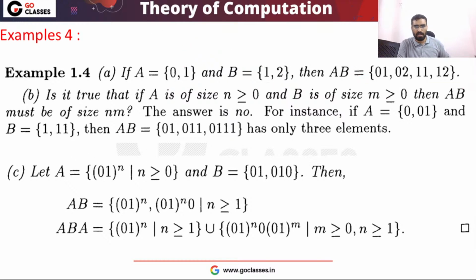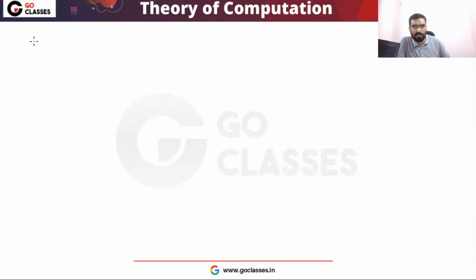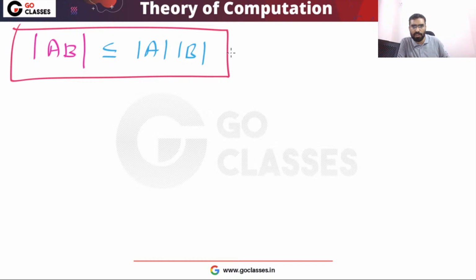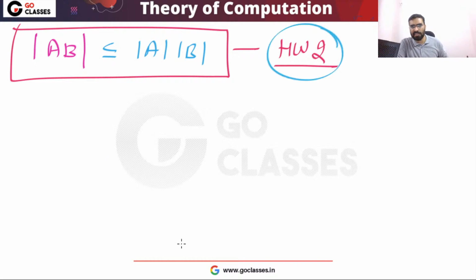Next, okay, this is the question. This we have already seen actually, but tell me, can I say cardinality of AB? What can you say about this? Cardinality of AB. So that will be less than equal to cardinality of A, cardinality of B. Okay, this we have already seen in the homework 2. Okay, you can check the homework number 2. There we have already seen this. You can find the link in the description.